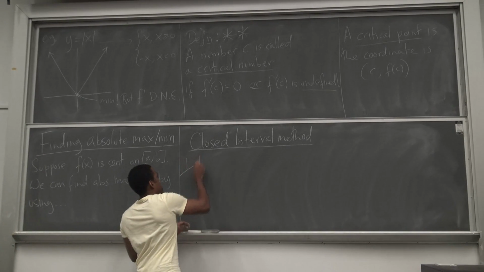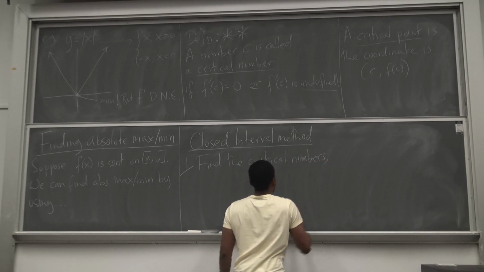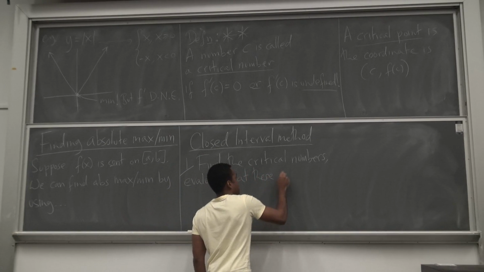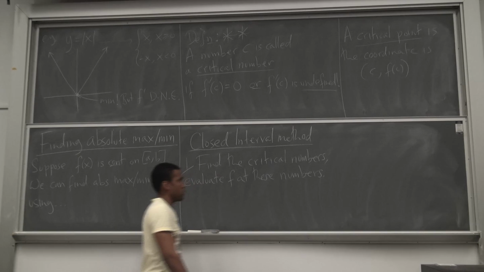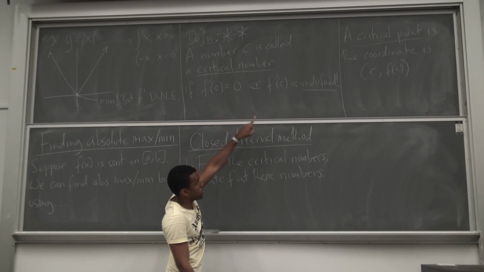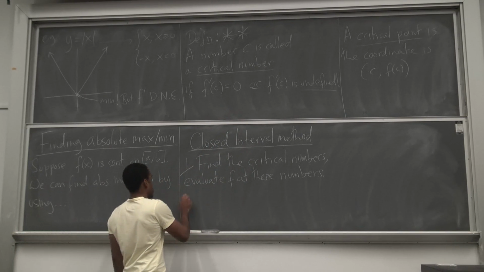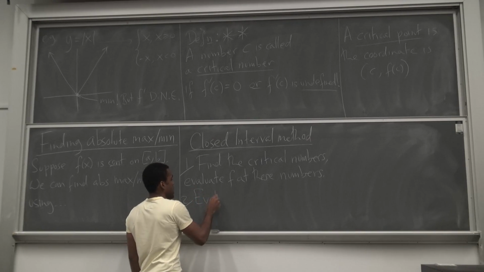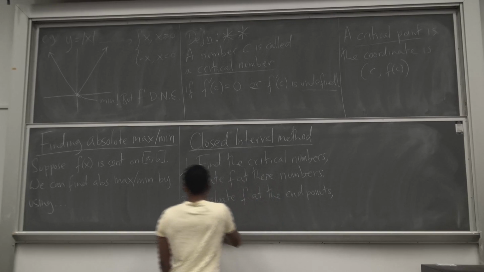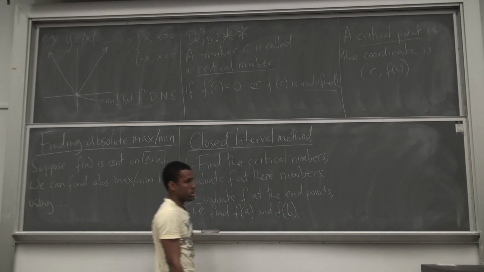First thing, find the critical numbers. Evaluate f at these numbers. So that's going to be step 1. You're going to find all the critical numbers and find what the function is at those numbers. So you're going to find all points where your derivative is 0 or undefined. You're going to take those numbers, plug them into f, and get some y values. Step 2: we're going to evaluate f at the endpoints, i.e., we're going to find f of a and f of b. That's going to be the second step.